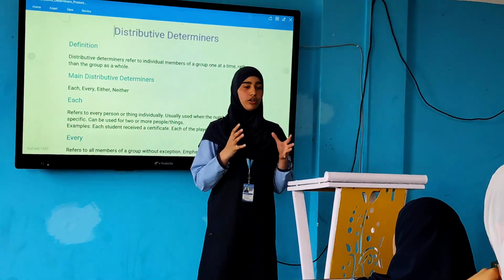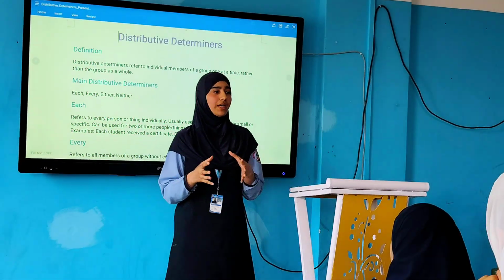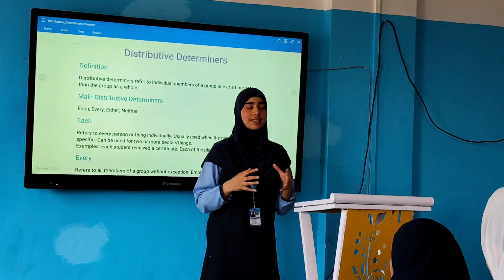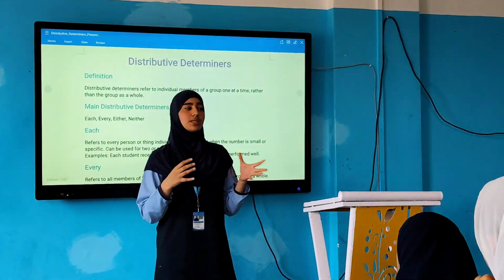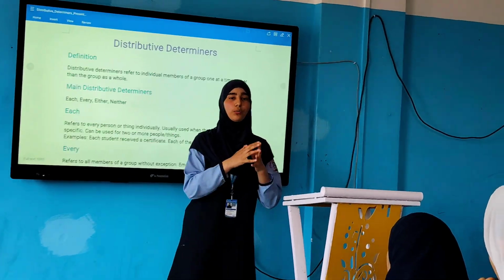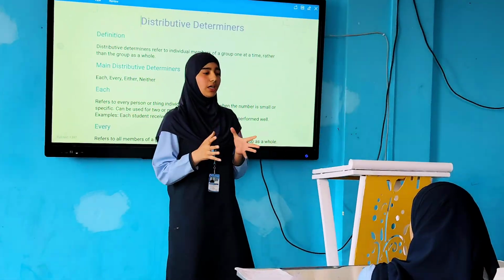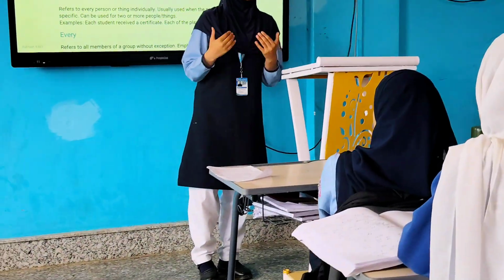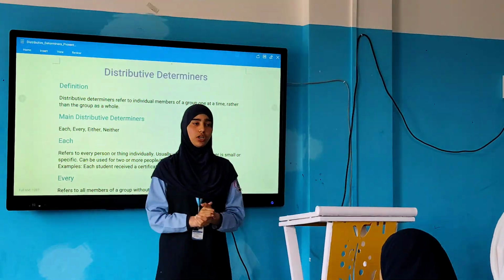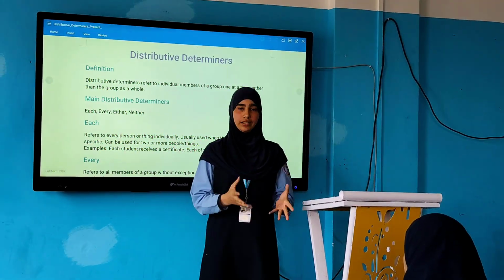As quantifiers have already been discussed, we learned that quantifiers refer to people or things as collective groups. But when we have to specify members as individuals from those collective groups, we use distributive determiners. Now, the four fundamental distributive determiners that we usually learn about are each, every, either, and neither.